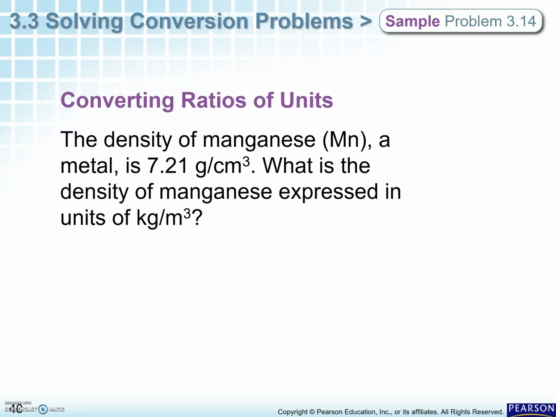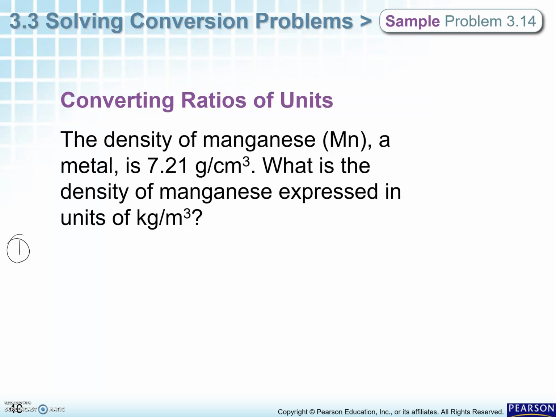The density of manganese, which is a metal, is 7.21 grams per centimeters cubed. What is the density expressed in kilograms per meters cubed? First of all, we want to write our knowns just like before, and we want to write our conversion factors. We play the same steps that we normally do.